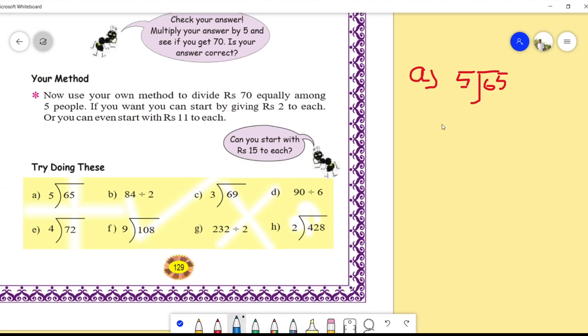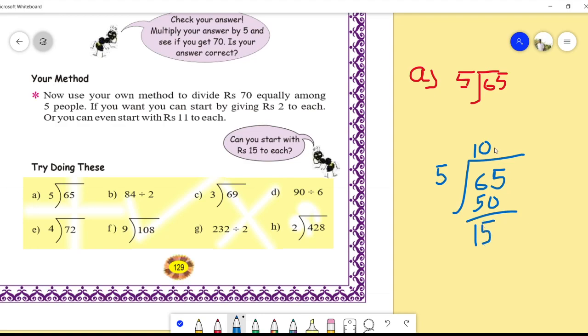We have discussed which method we are going to use. In the last lecture we have seen that. So first, let's start from, for example, 10. Now what we have, 5 tens are 50. Is it clear? Yes. So the remainder is 15.